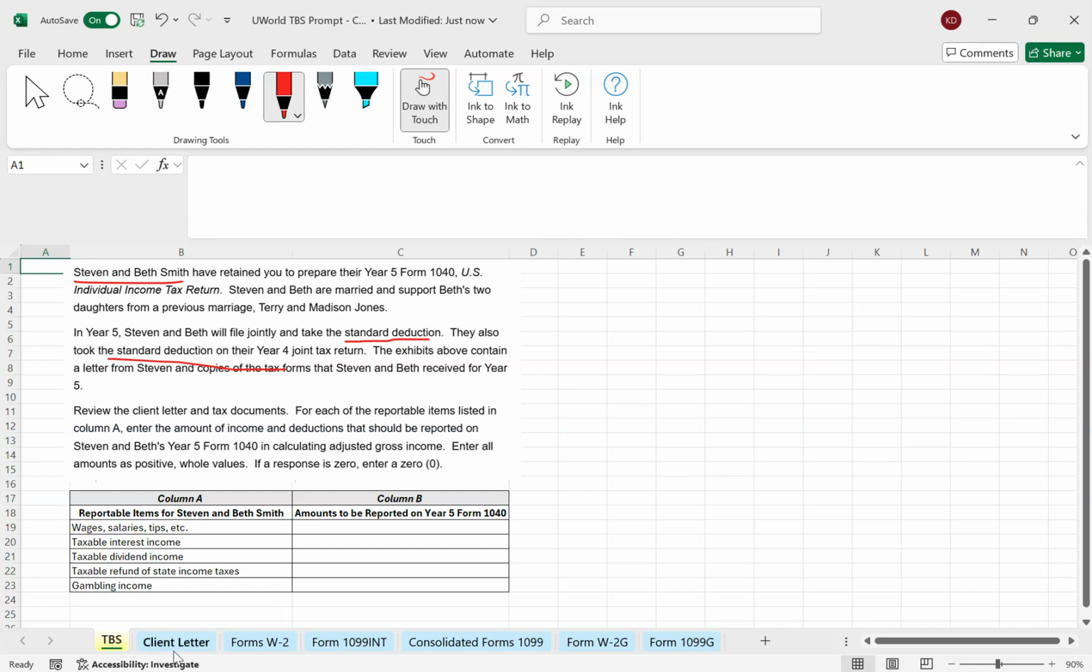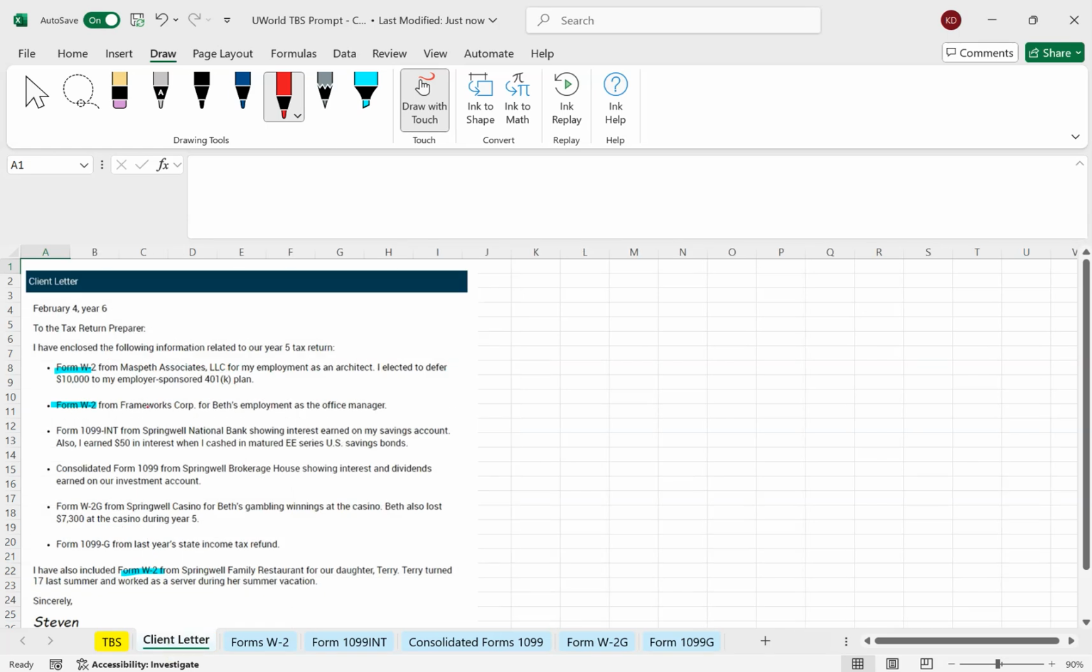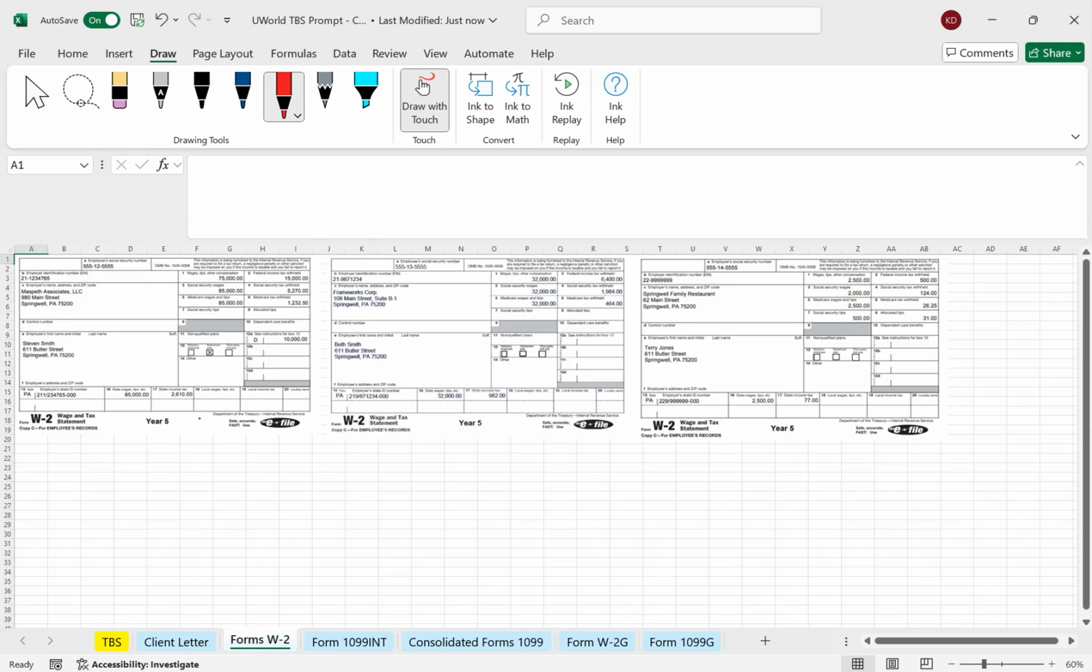Wages, salaries, and tips. The facts indicate that we should have 3 W-2s. So we would go to that exhibit and click the exhibit. It looks like we have one for husband, one for wife, and one for daughter. As a starting point, we're going to want to ignore daughter's income, in the sense she will file her own tax return.